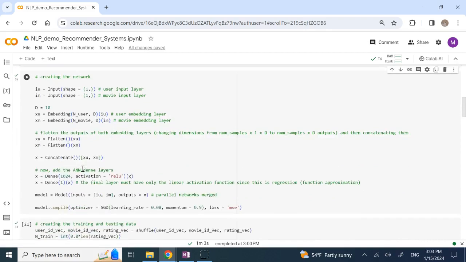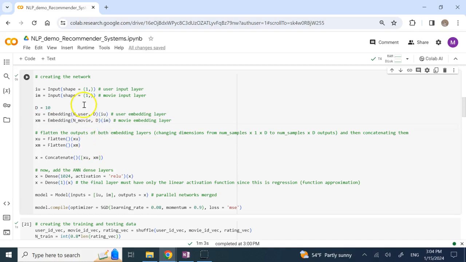So how do we create the network? Here we need 2 input layers, because we have one for the user, one for the movie. And since they are taking in scalars, we only use a shape of 1 for them, because a user ID or a movie ID is just a simple scalar. Then we need our embedding layers for the user ID and movie ID. So the dimension of them is the number of users and the number of movies by D. D is the output dimension of the embedding layers, which you can choose. It's a hyperparameter. Here I go with 10. Feel free to change it if you want.